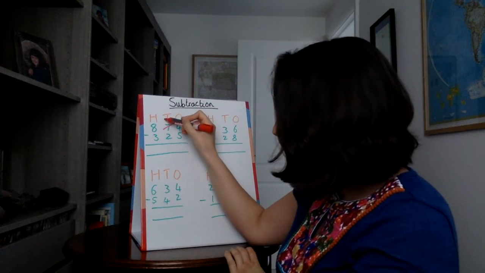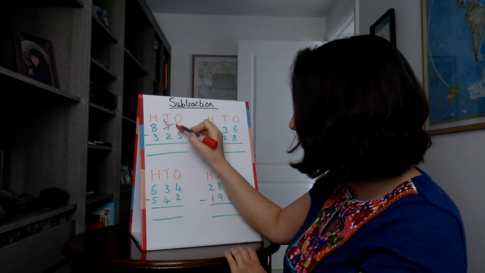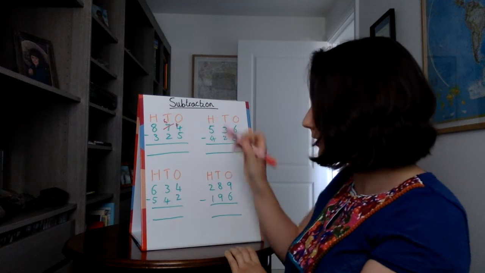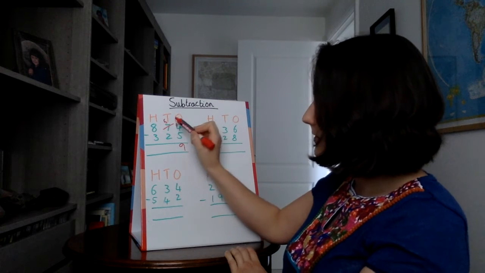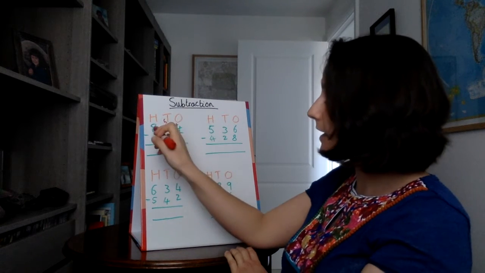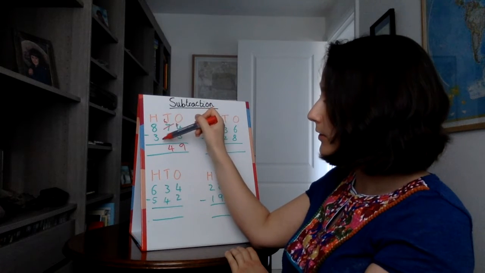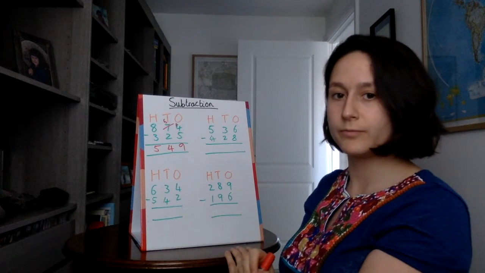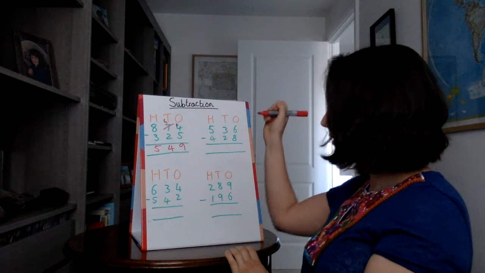So that becomes 60. That 10 comes over into our ones column, making that 4, 14. 14 take away 5 is 9. 60 take away 20 is 40. 800, remember, referring correctly to our numbers. 800 take away 300 is 500. No problem at all.